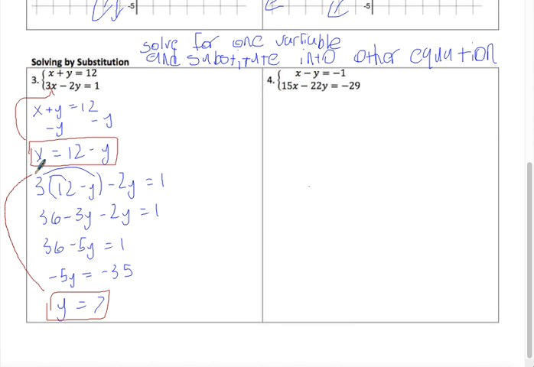So now that I've solved for y, I'm still not done. Remember, right up here, I solved for x in terms of y. So I know that x equals 12 minus 7, which is 5. So the solution to this system is the point 5, 7. That's where those two lines are going to intersect.